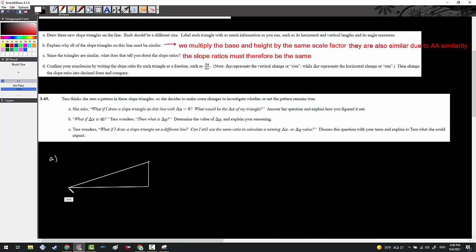Remember, our original triangle here had a delta x of 5 and a delta y of 1. Again, this is 11 degrees right here. And she says, what if there's a slope triangle with a delta y of 6? Well, what would be the delta x of the triangle? Well, again, we just found out in the last problem that these are all similar triangles, right? So if I multiply the 1 by 6, I have to multiply the 5 by 6 to get 30. So that means that delta x has to be 30 on similar triangles because the scale factor of this particular triangle is 6.